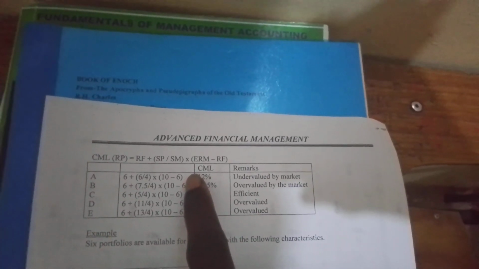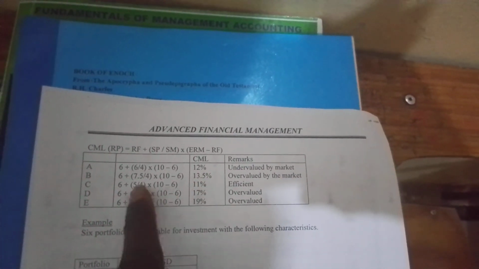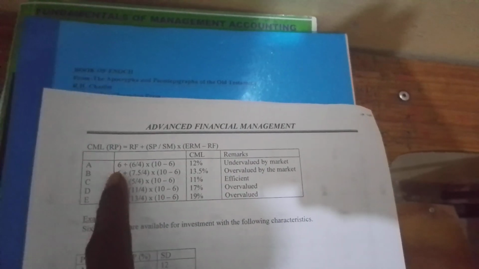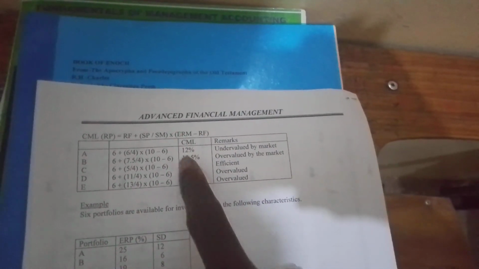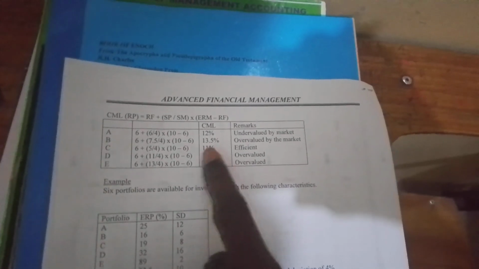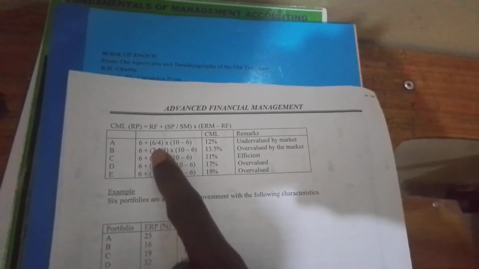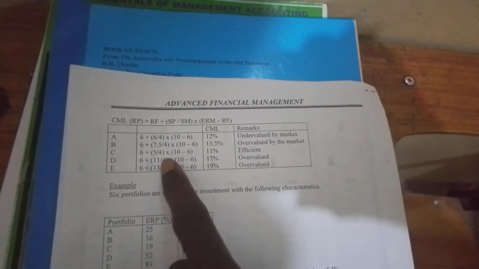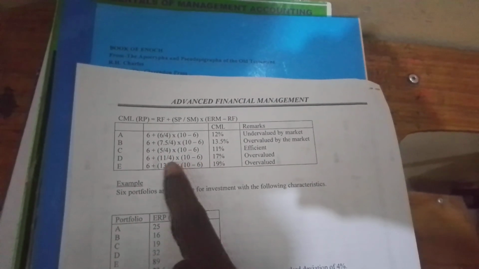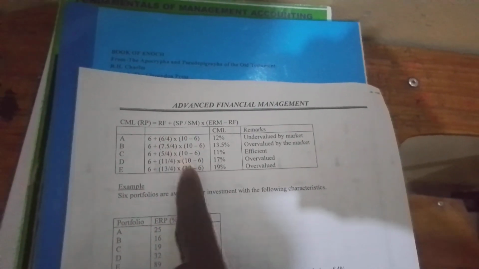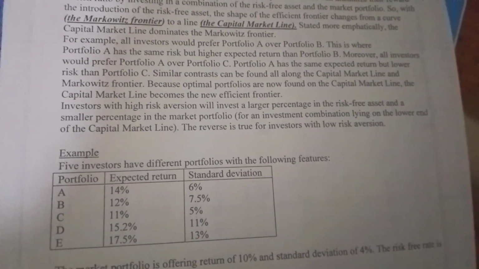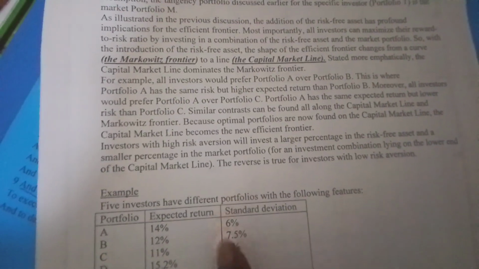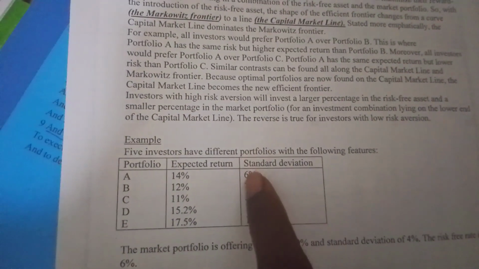This risk-free rate is the same as this 6 here. So the only thing which changes in all this is now this 6, 7.5, 5, 11, and 13. All the other numbers remain the same. The only thing which is changing is 6, 7.5. What is changing is the standard deviation of each portfolio as far as our formulas are concerned. Only these ones are changing.